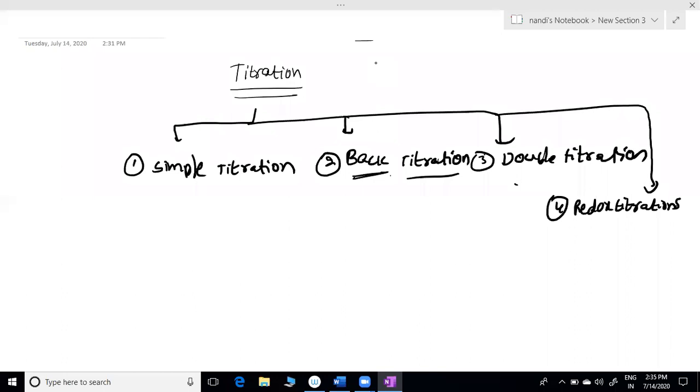I will give one small example. The formula we already discussed. Everyone knows the formula: Gn of 1 equals Gn of 2. That is the only one formula which we are going to use. Understood? Only one concept, that is Gn of 1 equal to Gn of 2.